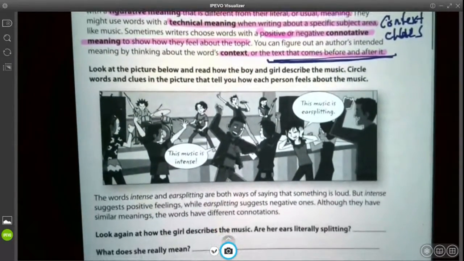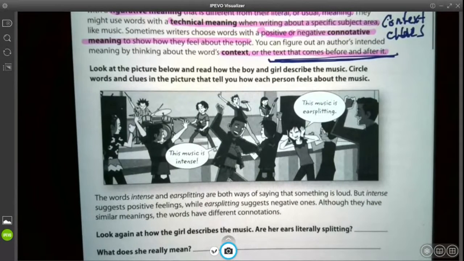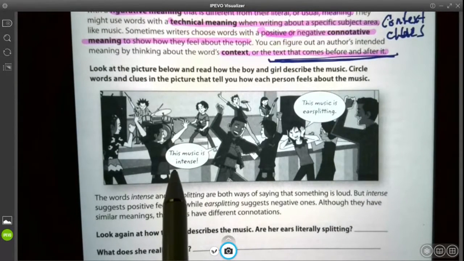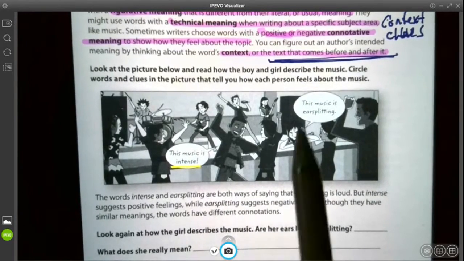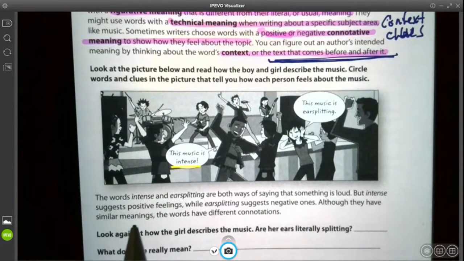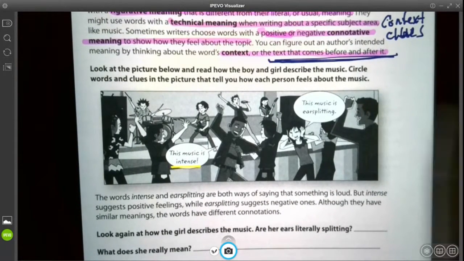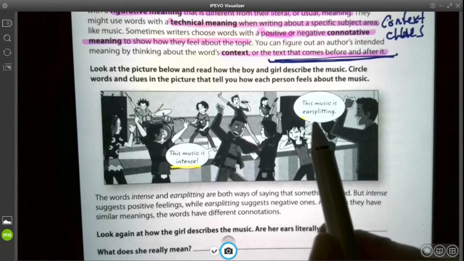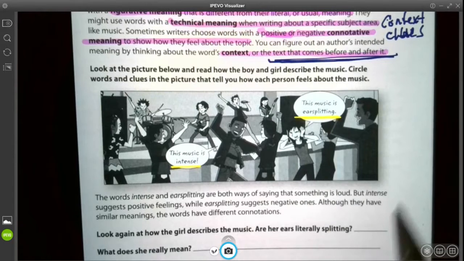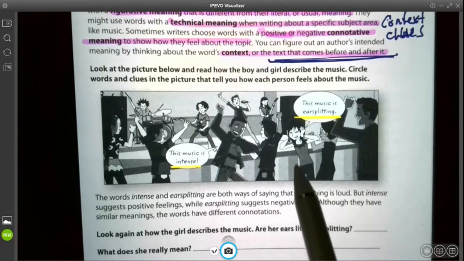So we have a situation happening here where the boy says, "This music is intense." And you can see that he seems to be having a good time at this concert. And we have a girl, and she says, "This music is ear-splitting." And I can tell from my context clues based on her face and her hands that she is not having a good time.